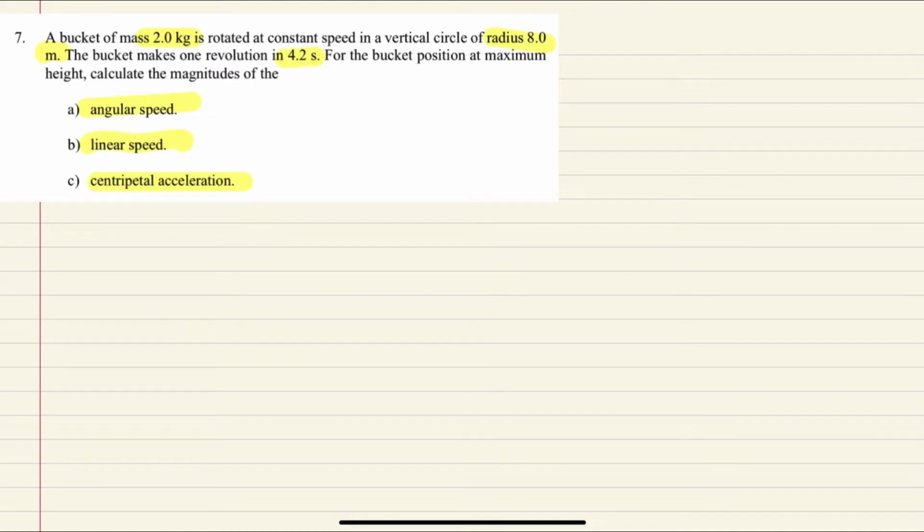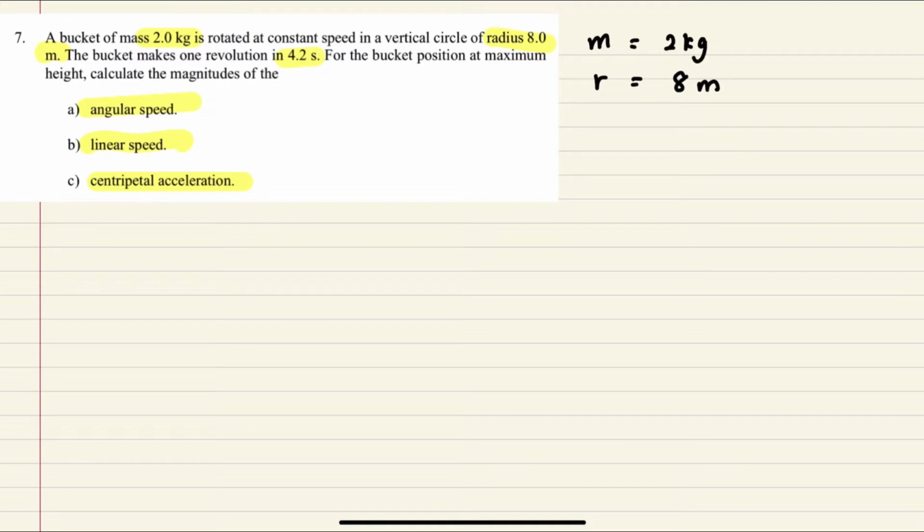Whenever you get this kind of question, you have to take out the information given and write it down in terms of the appropriate symbol. Like this one, mass is 2 kg. If it is not in SI unit, you have to change to SI unit. m is equal to 2 kg, m represents mass. Radius 8 meter, that one is your r. Again, double check the unit, and then the bucket makes one revolution in 4.2 seconds.